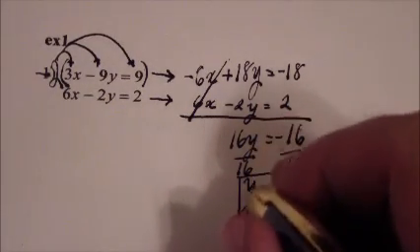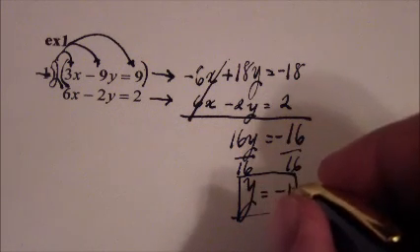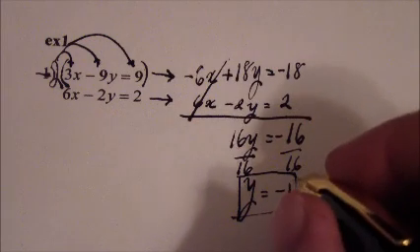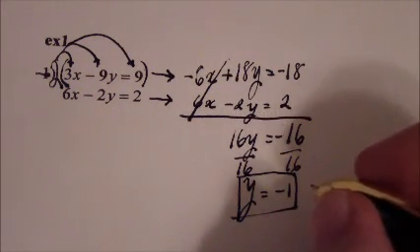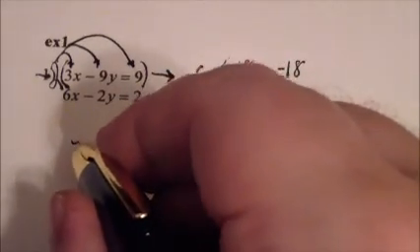16 divided by 16 just leaves us the y. Over here, 16 divided by 16 just leaves us that negative sign, but we can't just put a negative sign, we put negative 1. Okay. We have our y.